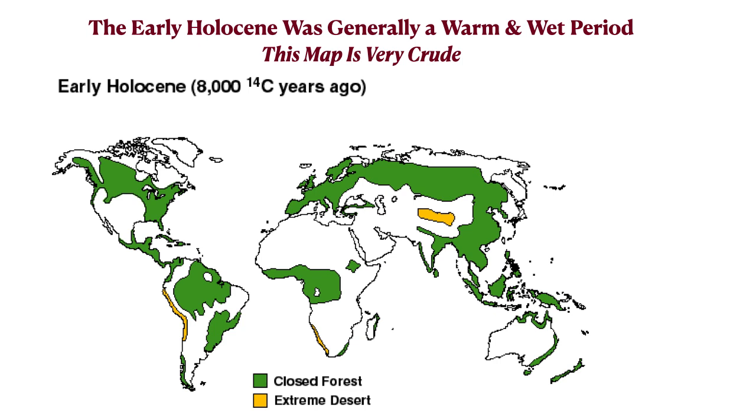Note there's no Sahara Desert here, and the Sahara Desert is by far the largest extreme desert in the world today. Many areas of the Central Sahara get less than an inch of rain a year. I mean, just very, very dry. But it wasn't there 8,000 years ago.